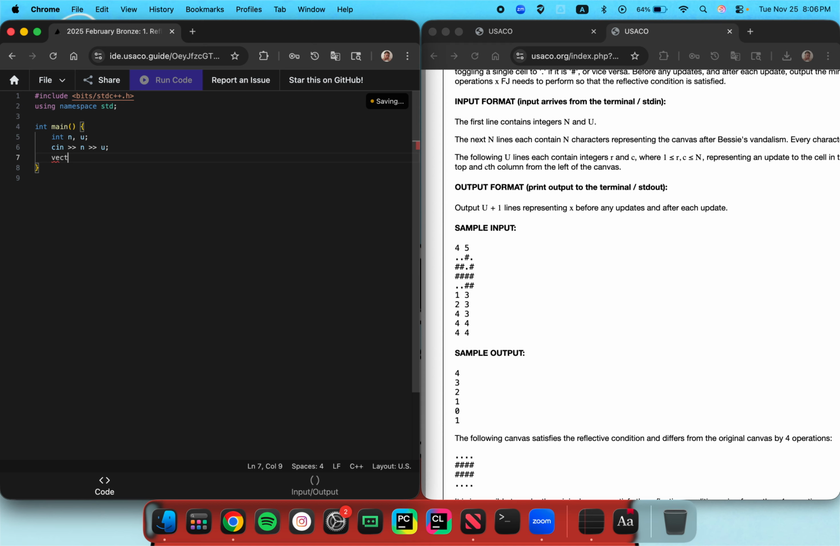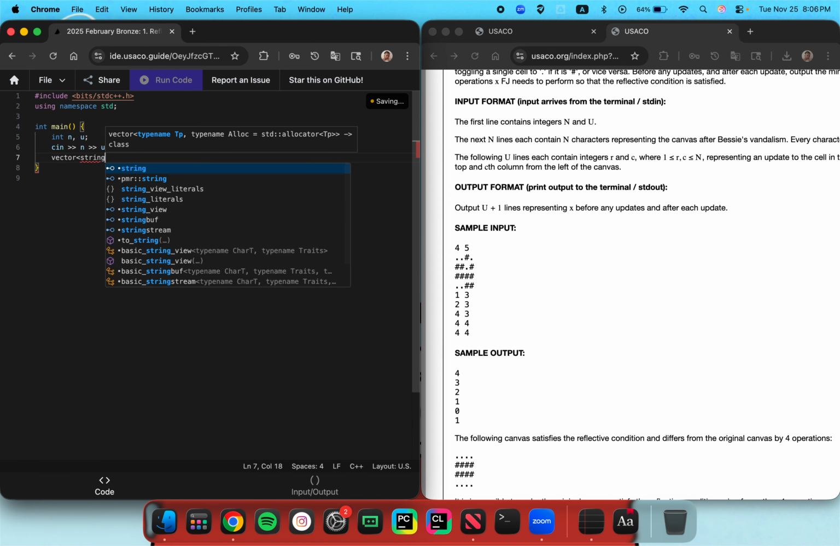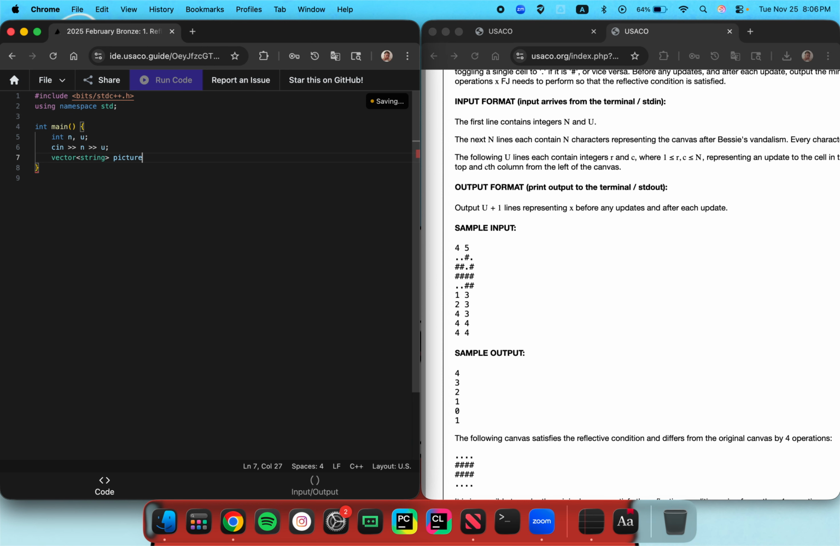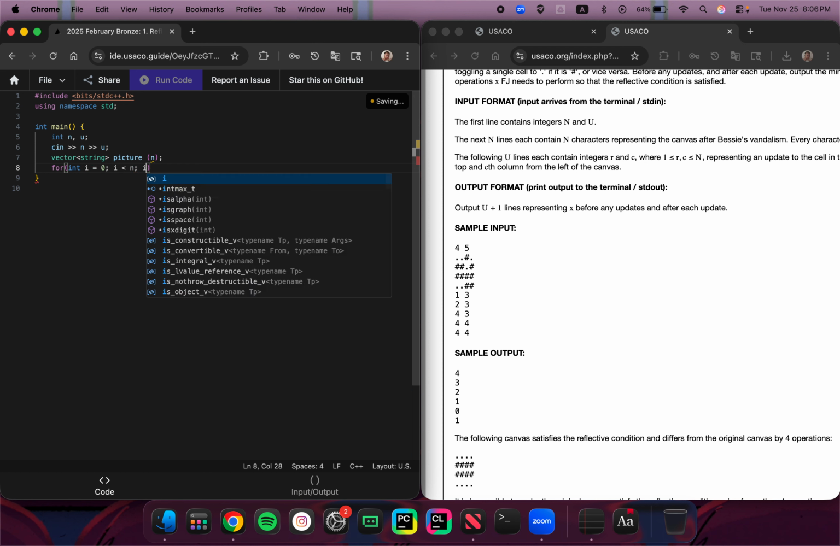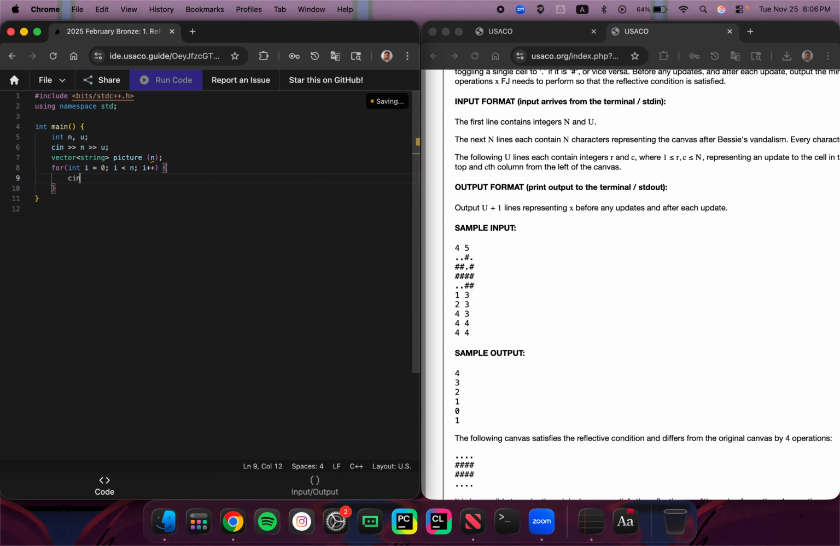And then we have our vector string picture, which is of size N, and for int i, cin picture i. So now we have most of our input in. We'll do an update while we do our algorithm.